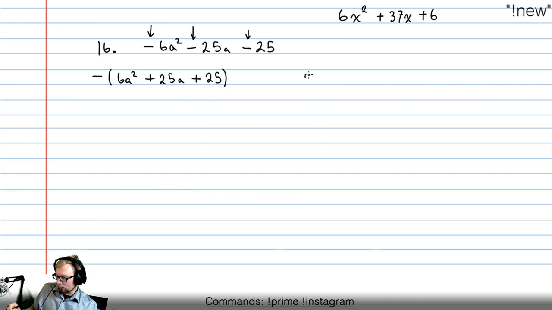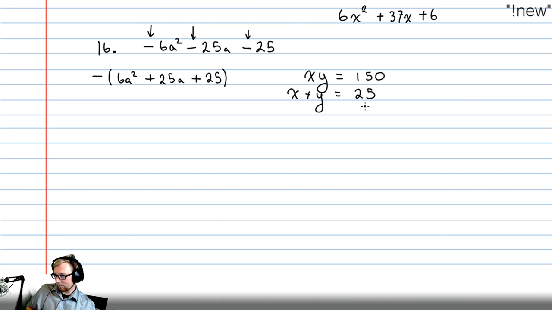Okay, so what are the two numbers multiplied together to give you 6 and 25, you get 150. And you have to find two numbers that add to equal 25. Yep. So, what are your numbers? How are you going to do it?